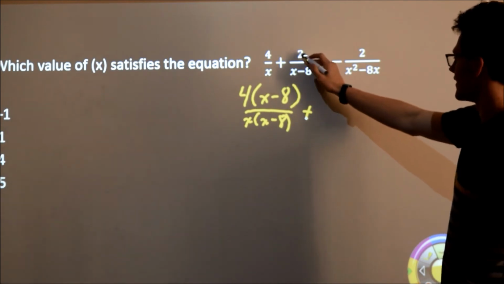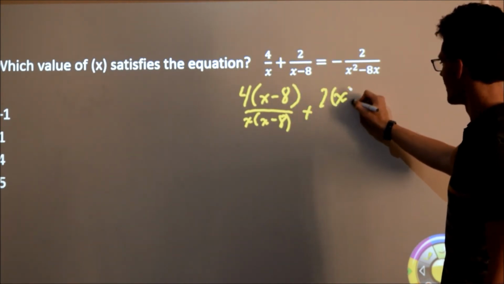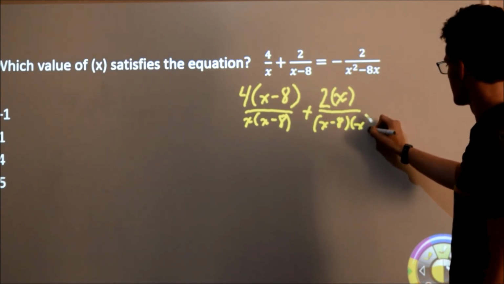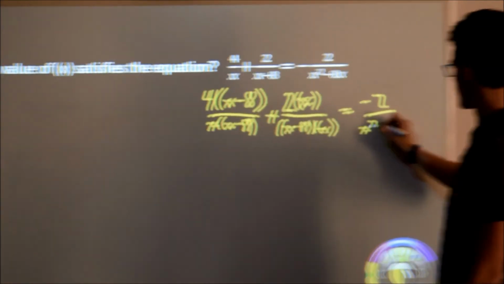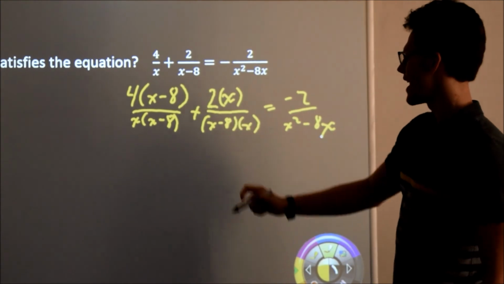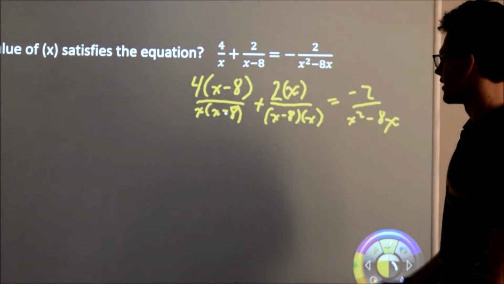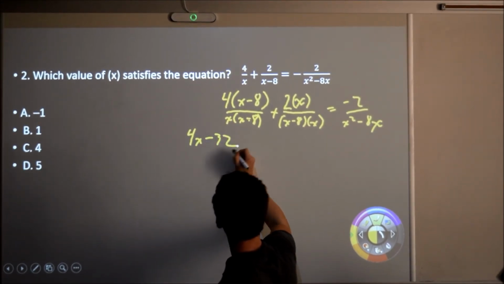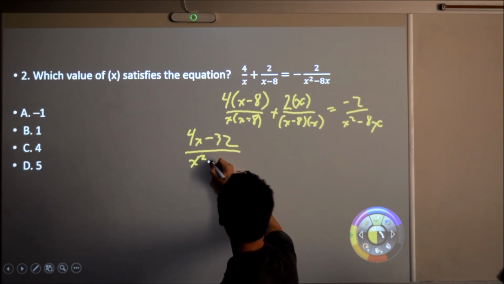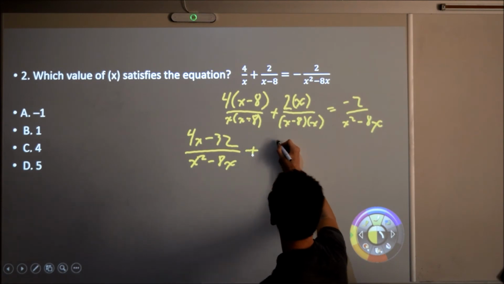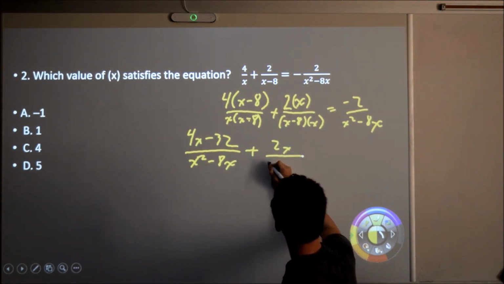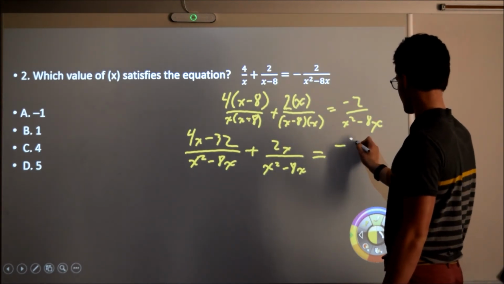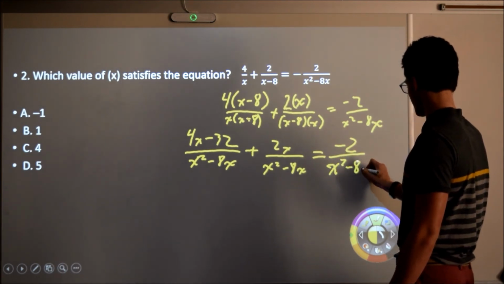So now we're still adding, so now plus 2 times that x from over there, all over x minus 8 times x. That'll still equal the negative 2 over x squared minus 8x. Now we can add them, because when you multiply those two out, they're the exact same thing. So we'll multiply out the tops as well. So now we'll have 4x minus 32 all over x squared minus 8x plus 2x all over x squared minus 8x. Now it'll still equal this top part, x squared minus 8x.